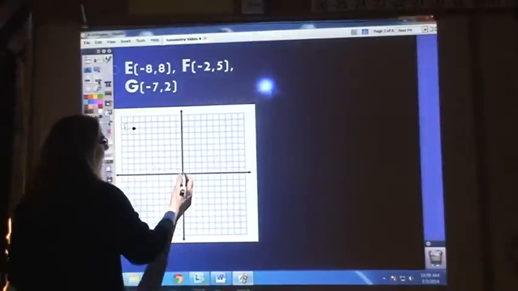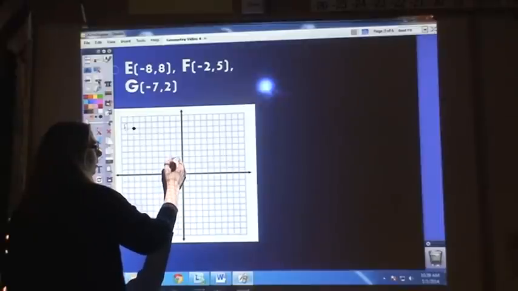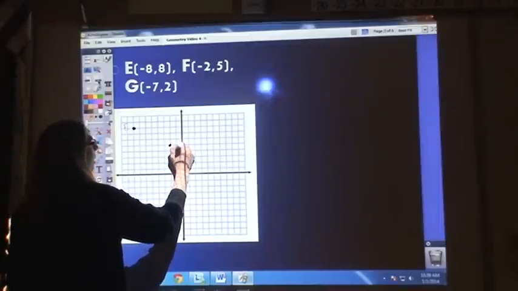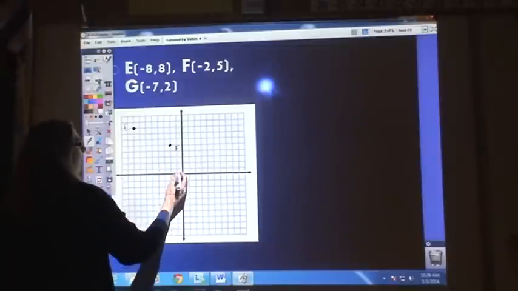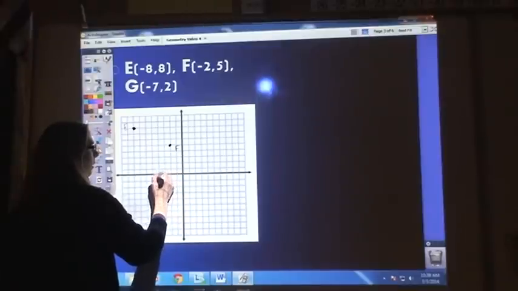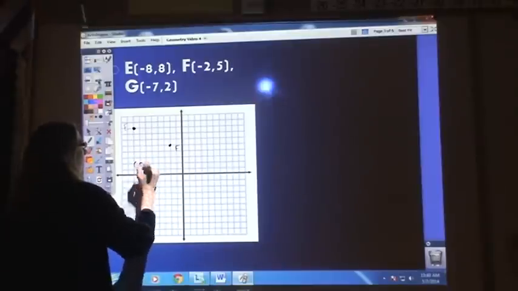Now F is negative 2, so X negative 2, and then my Y is 5. 1, 2, 3, 4, 5. This is going to be the point F. Finally, I have the point negative 7, 2. I'm going to go in the house 7. 1, 2, 3, 4, 5, 6, 7, and up 2. 1, 2. This is my point G.